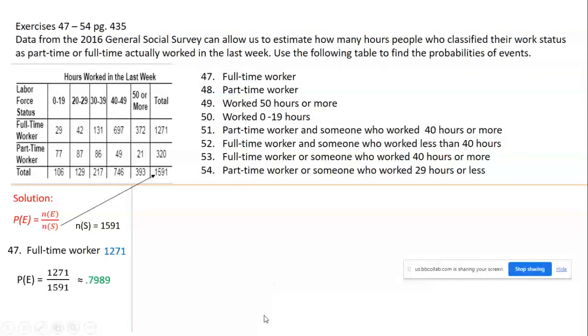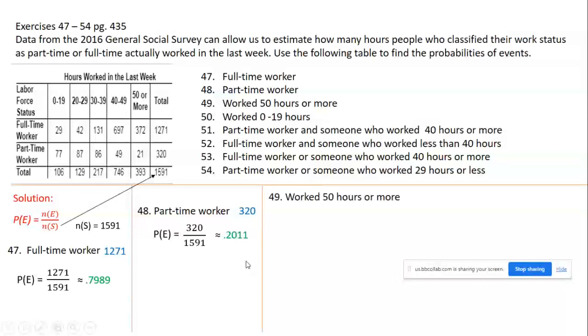So let's go on. Let's do number 48, part-time workers. This is the probability of the event of getting a part-time worker. There are a total of 320 part-time workers. We're going to divide that by our sample space. That's our event divided by our sample space, which is the 1,591. And we're going to get an estimation of 0.2011 as our probability. And again, all these answers, now we're back to probability, should be between 0 and 1. Okay?